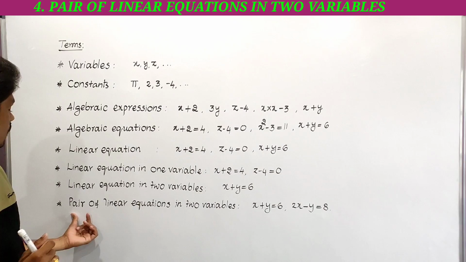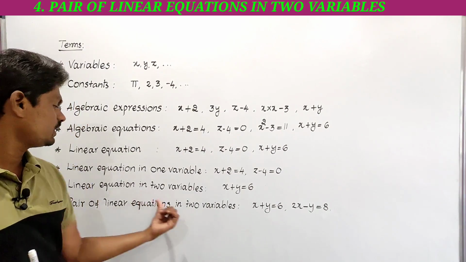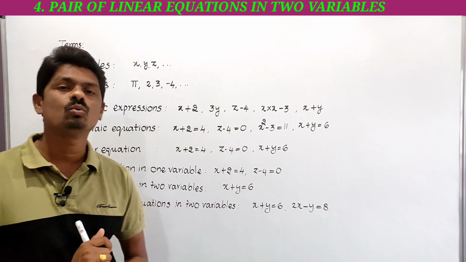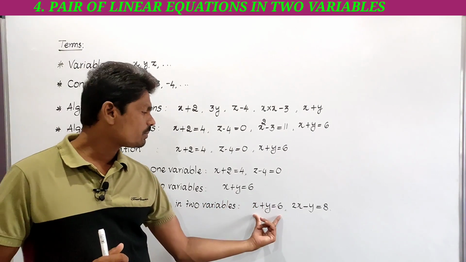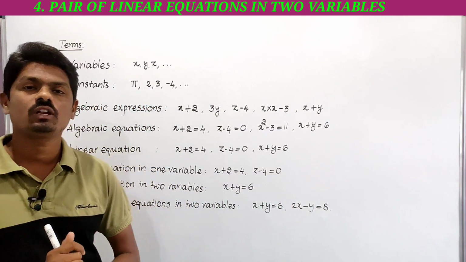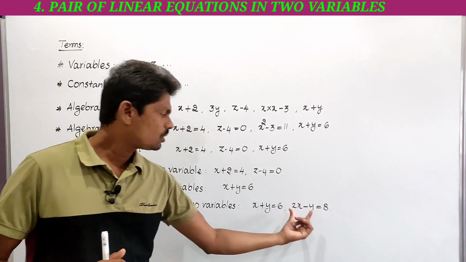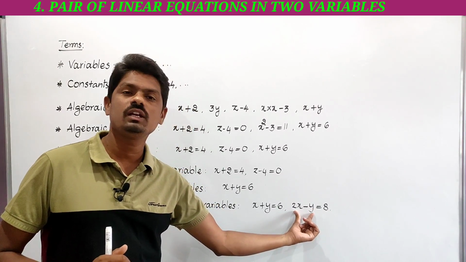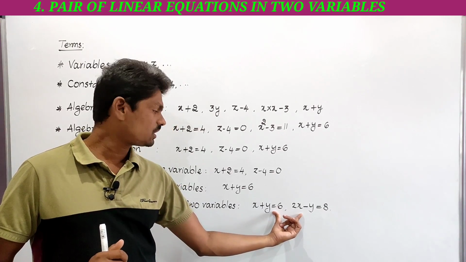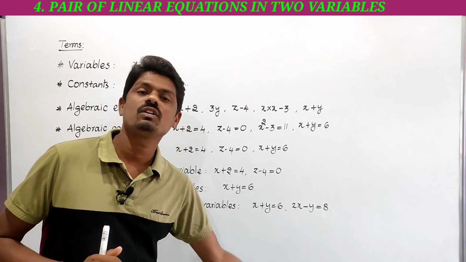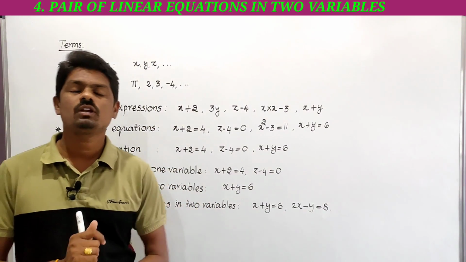So next, pair of linear equations in two variables. This is our original chapter, pair of linear equations in two variables. Pair means two. So manam pair ante jata ani cheptamu, rendu. So ilantivi rendu unte manam pair of linear equations in two variables antamu. x plus y equal to 6 is a linear equation in two variables. 2x minus y is equal to 8 is also a linear equation in two variables. So together these two equations are known as a pair of linear equations in two variables. ఈ రెండింటిని కలిపి మనం pair of linear equations in two variables అంటాము.